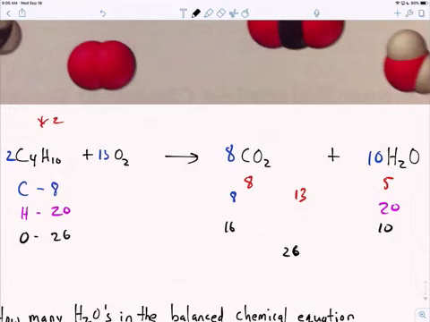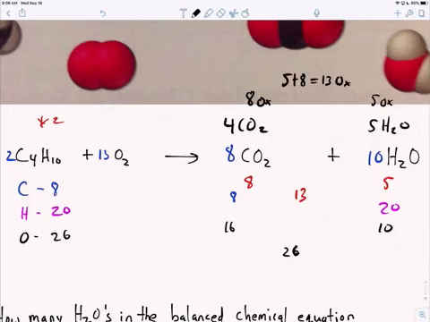Oh, 2013? Okay. When I was balancing oxygens, going back in time, I had 4 CO2s and 5 H2Os. Okay, 4 times 2 means 8 oxygens, and 5 times 1 means 5 oxygens. And 5 plus 8 is 13 oxygens.